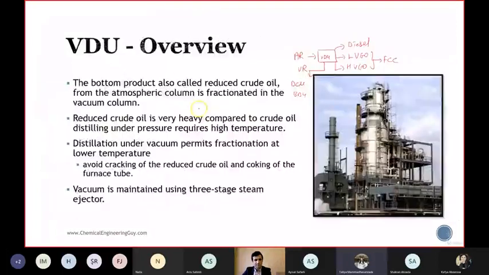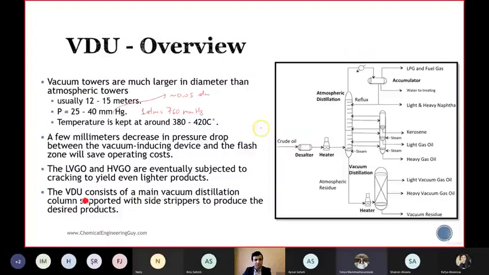Yes, it was written that a few millimeters decrease in pressure drop between the vacuum inducing device will save costs. How will it save costs? I didn't understand how we will create the pressure drop and where it will be placed. A few millimeters decrease in pressure drop between the vacuum inducing device and the flash zone.